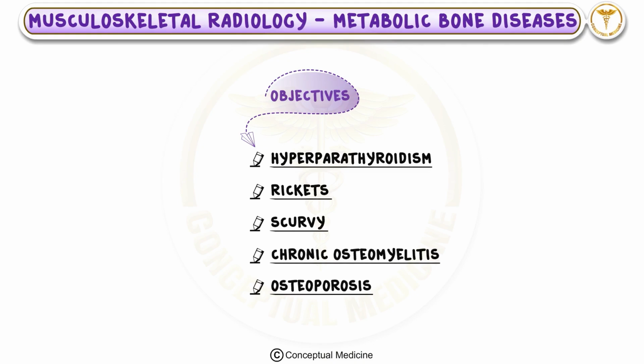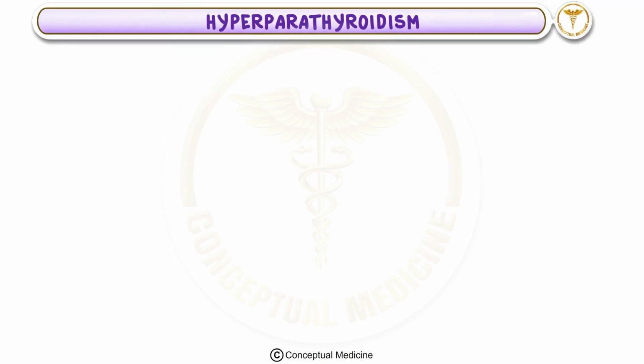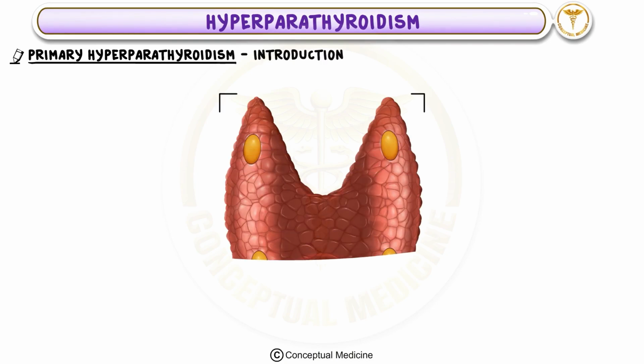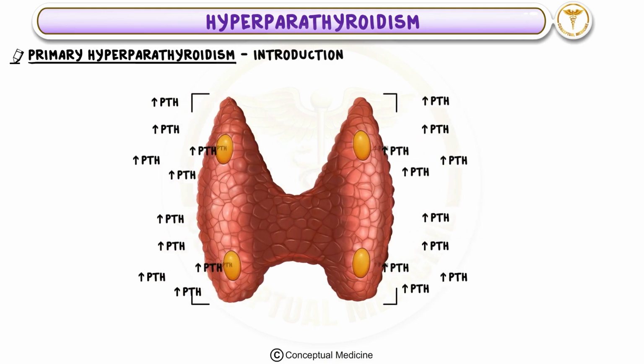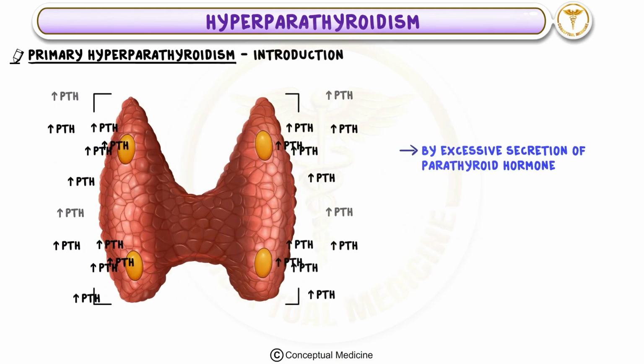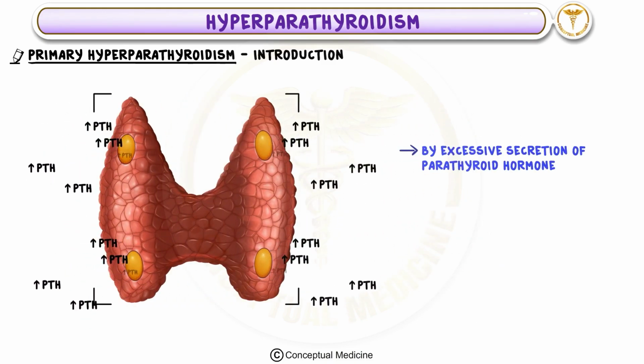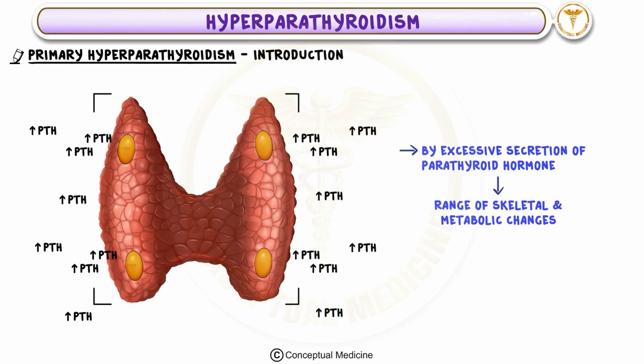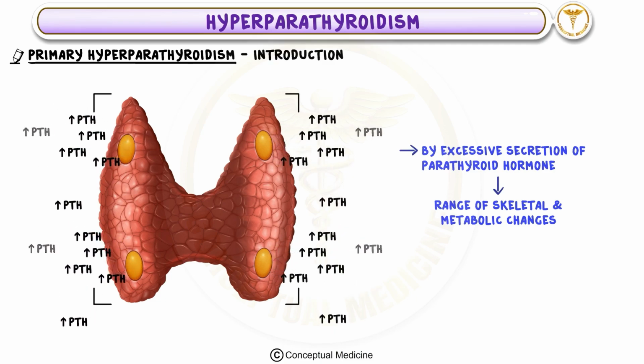Musculoskeletal Radiology. Metabolic bone diseases. Hyperparathyroidism. Primary hyperparathyroidism. Introduction. Primary hyperparathyroidism is a condition caused by excessive secretion of parathyroid hormone, PTH. This leads to a range of skeletal and metabolic changes. Let's dive into its radiological and clinical features.